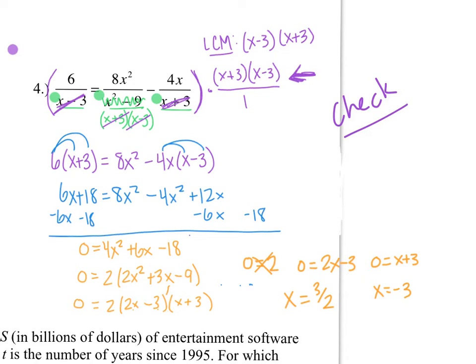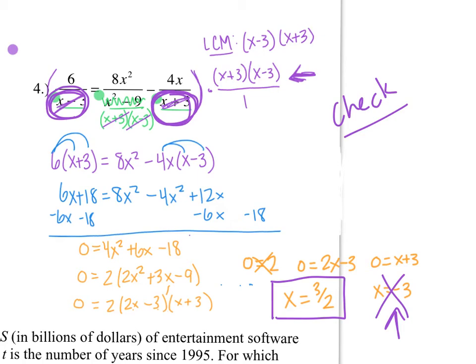So, if you go up, I know I scribbled it out, but if you go up and look here, if you have negative 3 as your x value, when you plug that in here, like I said, scribbled it out, it's hard to see. But negative 3 plus 3 would give you 0. So in this case, you can't have x equals negative 3 because it would make your denominator 0. And you can't have a denominator that's 0 because you can't divide by 0. So in this case, your only solution would be x equals 3 halves.